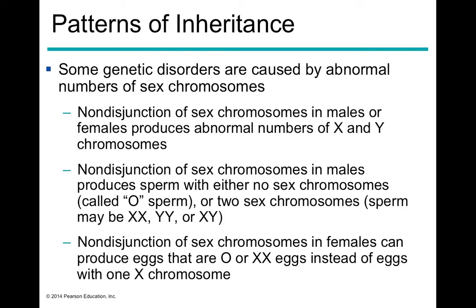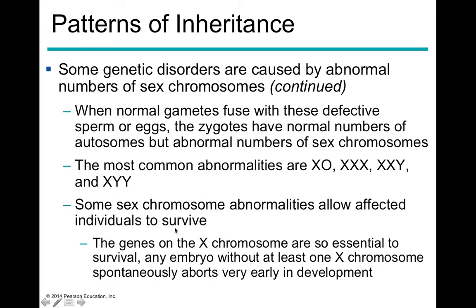And if we end up with no sex chromosomes, it can be O sperm, so you can end up with XO. And XO is viable, but YO is not. Again, without the X, you are going to be doing very poorly. So if YY sperm or XY sperm meet up with a normal egg, you can end up with what's called trisomy. Non-disjunction of sex chromosomes in females can produce eggs that are O or XX instead of eggs with one X, whereas men can create XY or YY.